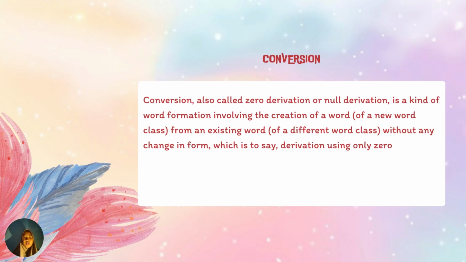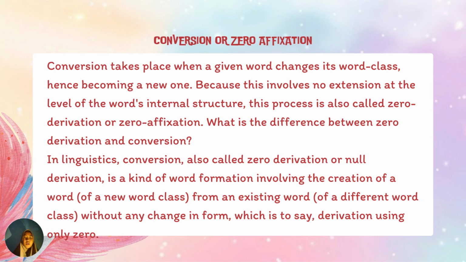Conversion. Conversion, also called zero derivation or null derivation, is a kind of word formation involving the creation of a new word of a different word class from an existing word without any change in form, which is to say, derivation using only zero. Conversion, or zero affixation. Conversion takes place when a given word changes its word class, hence becoming a new one, because this involves no extension at the level of the word's internal structure. This process is also called zero derivation or zero affixation.